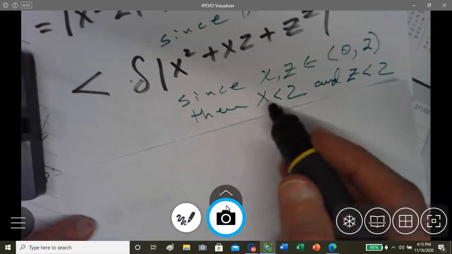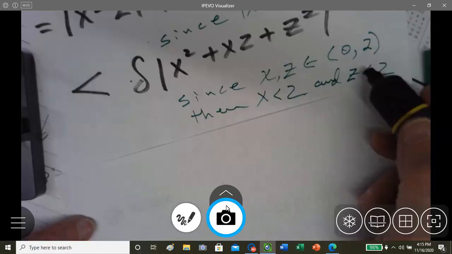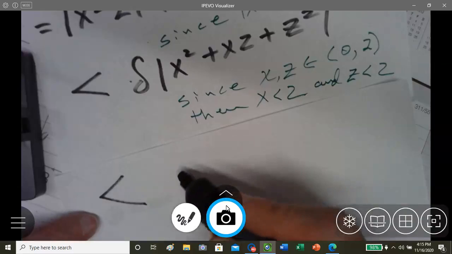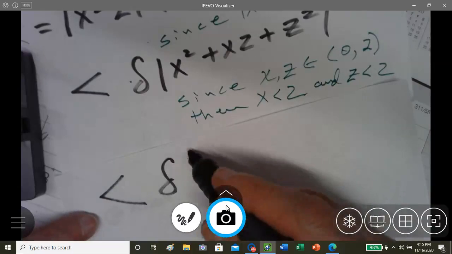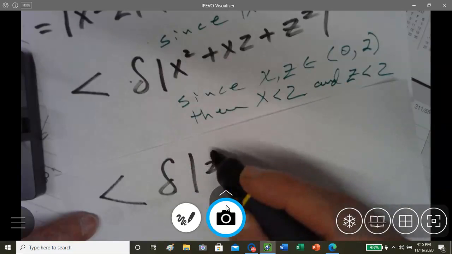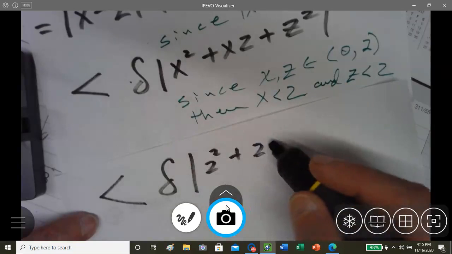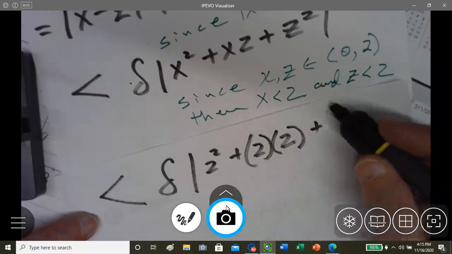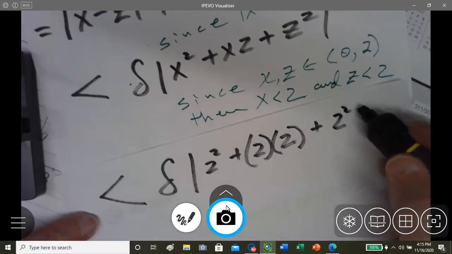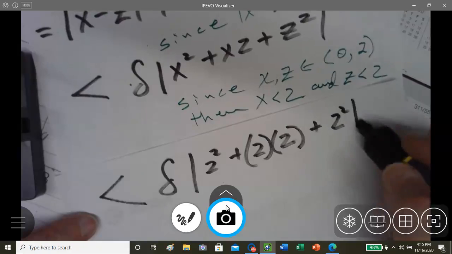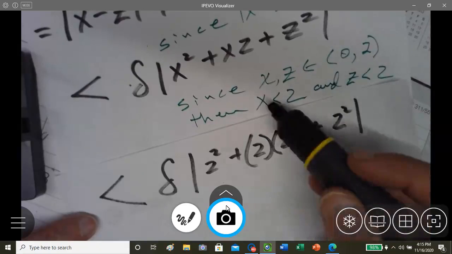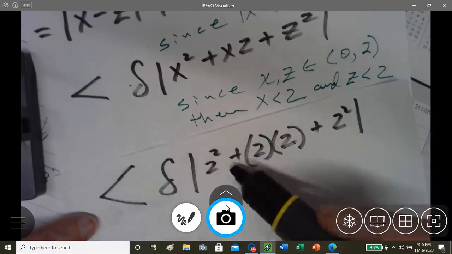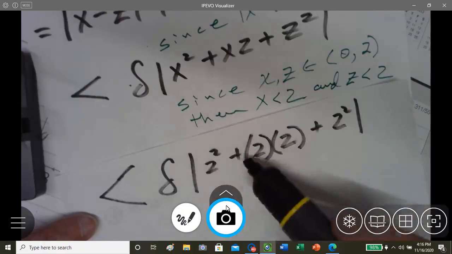Since x is less than 2 and z is less than 2, this expression is going to be less than the next step. So this will be 2 squared plus 2 times 2 plus 2 squared. Because x is less than 2, this expression is less than this one.